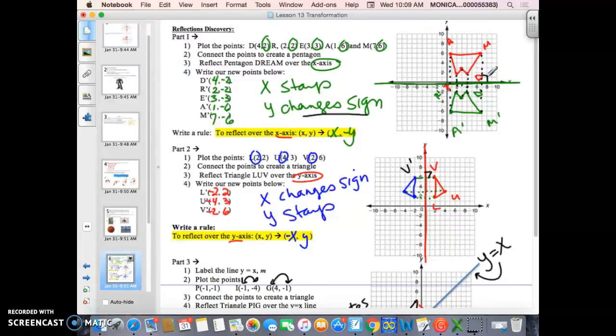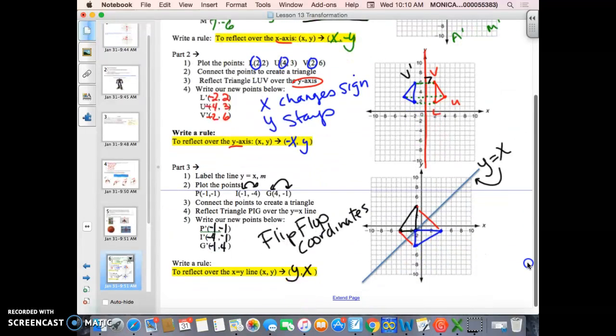What's different in this situation is that your x coordinates are now going to change sign, and your y coordinates stay the same. So if these x's were negative, they would go positive, but since they were all positive, they all went negative. Okay? Now, a little bit more tricky is when you reflect over the y equals x line.